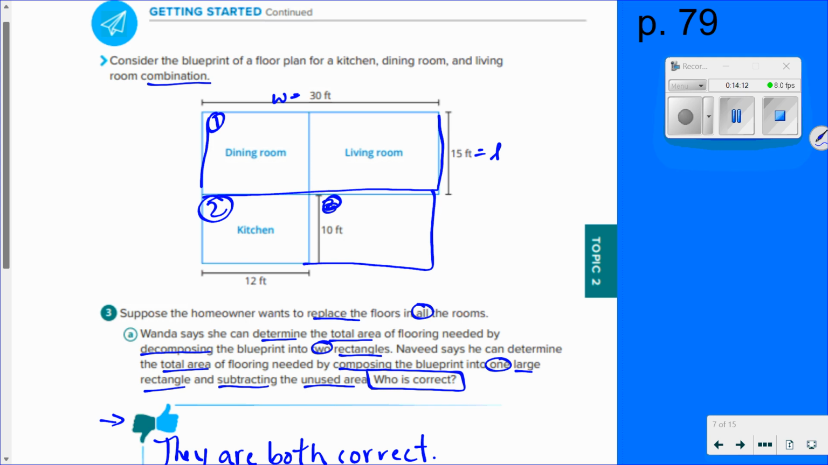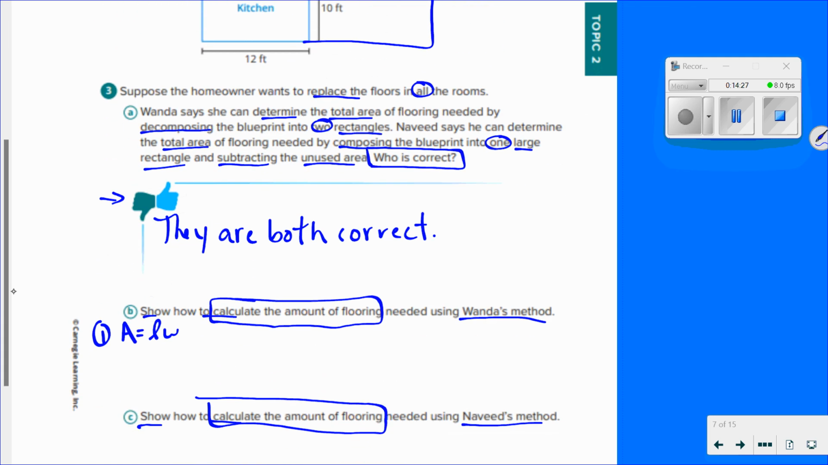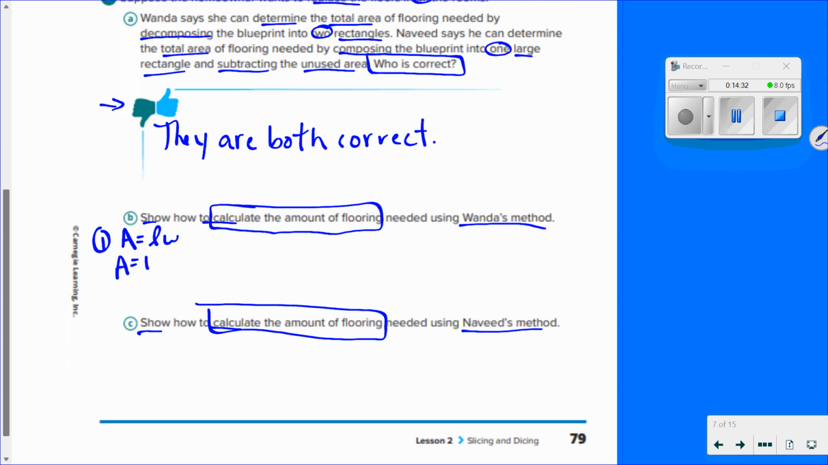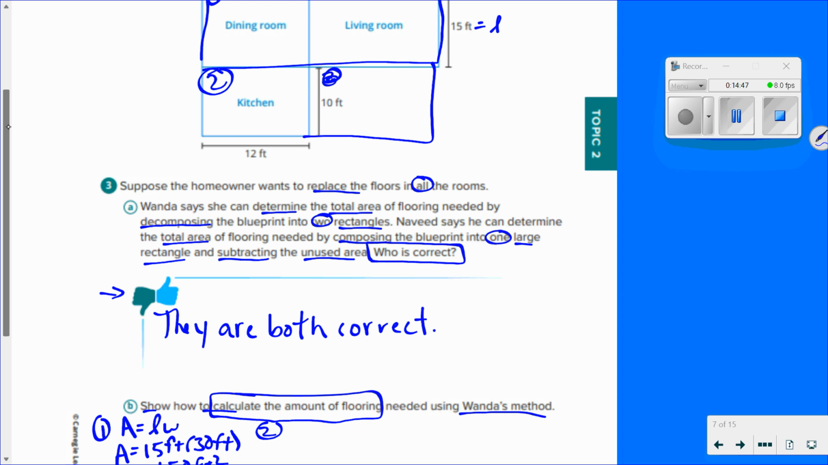Is she correct? Yes. Honestly, I would have done it the other way, but does it really matter? No, as long as I've got a length and a width labeled that are the length and the width, because I'm multiplying them, commutative property of multiplication says I'll get the same answer. Okay? So she said area is the length of 15 and a width of 30. So I multiply those together and I get 450 square feet. Number 2 is the smaller rectangle. So what's my length and width on this one?